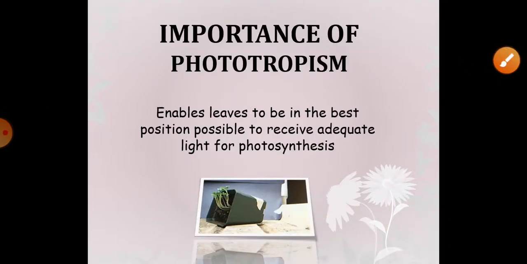Next, the importance of it. What is the importance of phototropism? It enables leaves to be in the best position possible to receive adequate light for photosynthesis. Photosynthesis is the important process of a plant. So this phototropism is helpful in the movement.